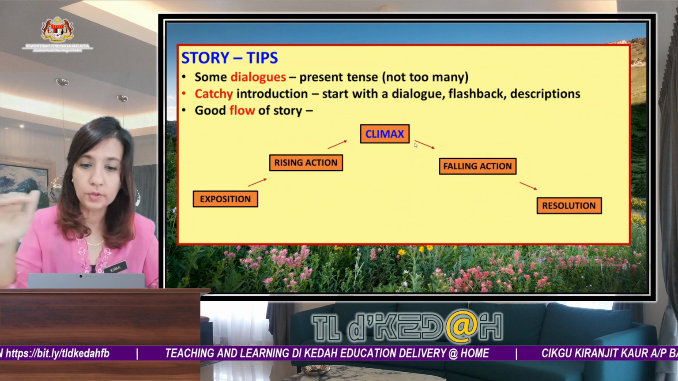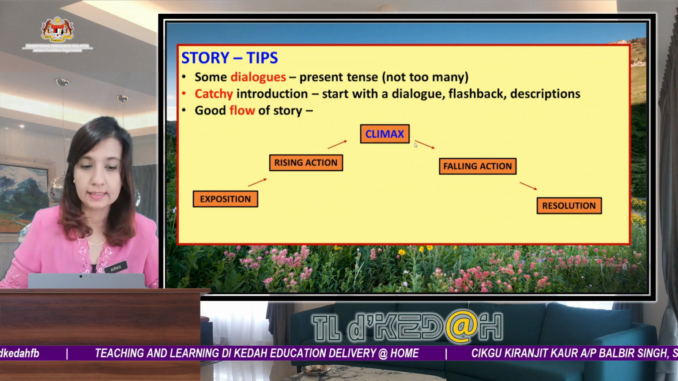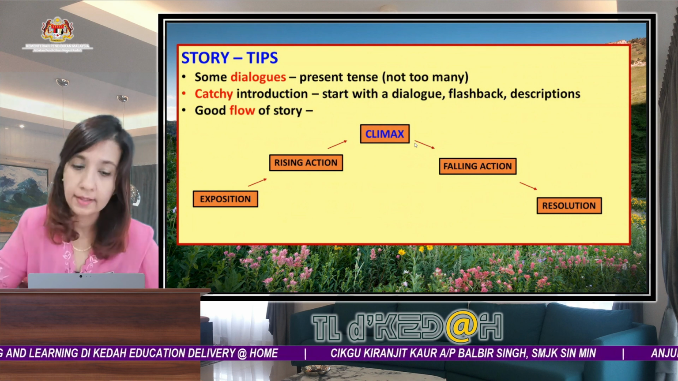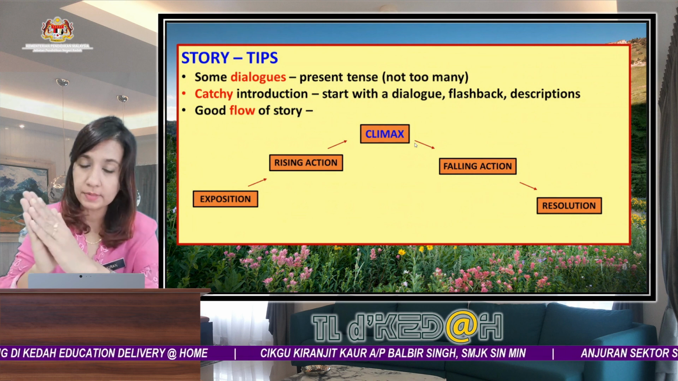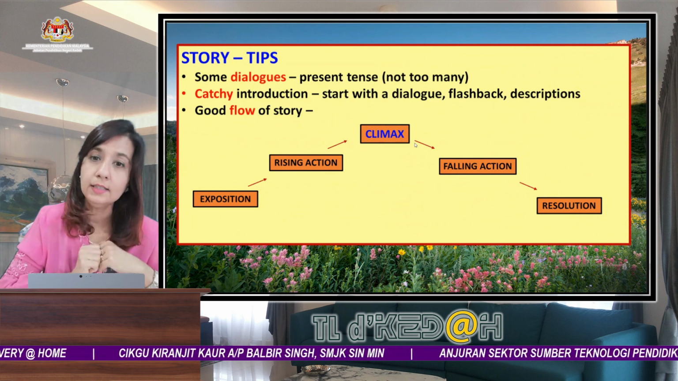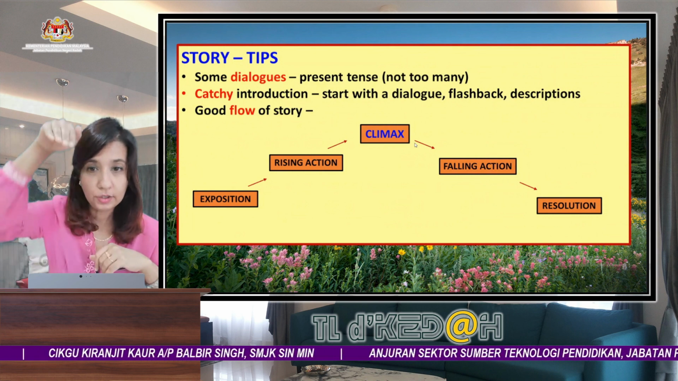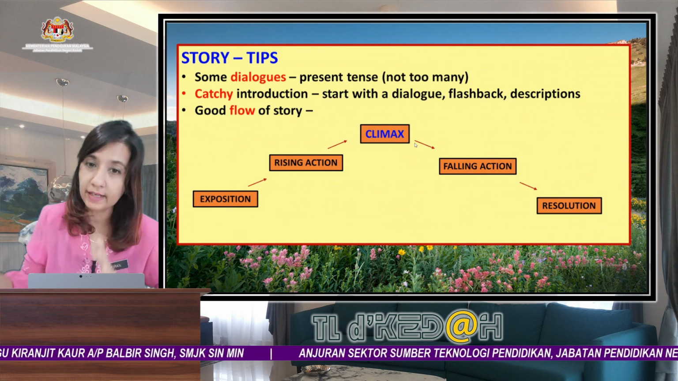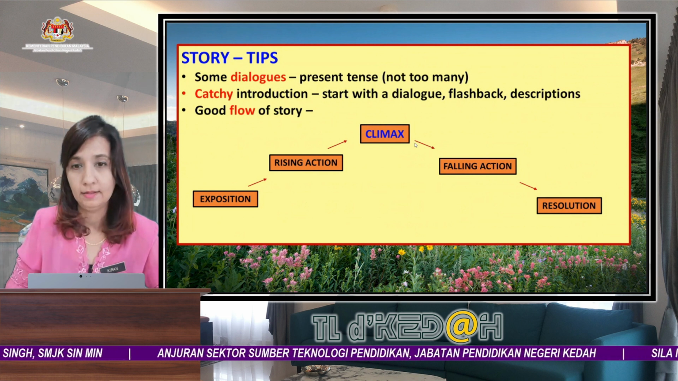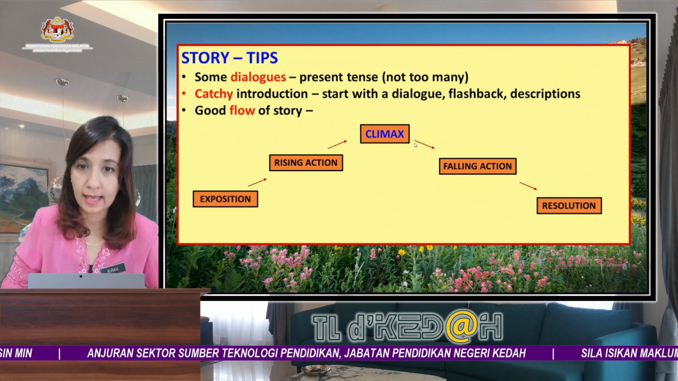Okay, so a good flow of story is basically like this. It starts with an exposition, which means the introduction, the starting. Then you have a rising action going up slowly, and you have a climax. Climax is the best part of the story. Then it goes down, falling action, and finally resolution, the ending. Story must end well. Don't just leave it hanging with an abrupt ending.